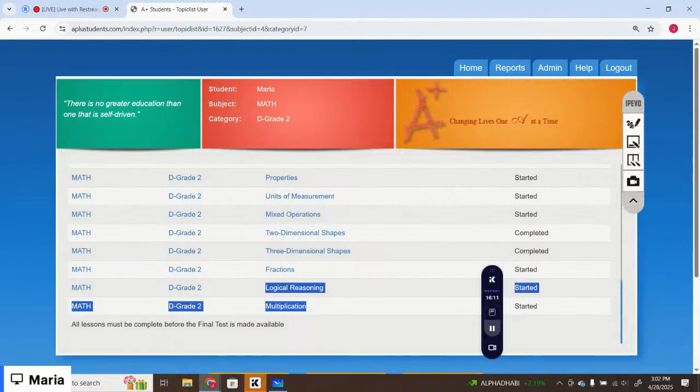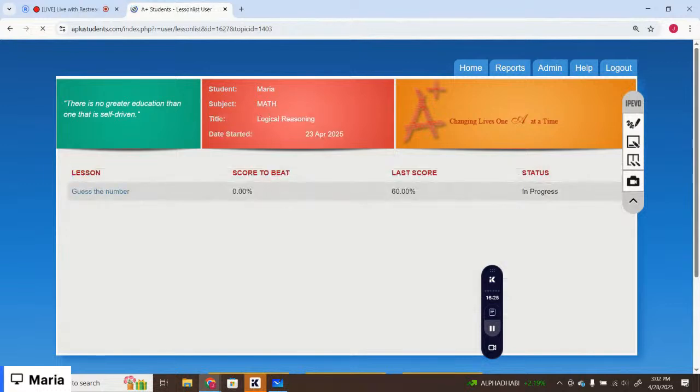And I'm on grade 2 math. Let's just start with the lesson logical reasoning. Let's start with the lesson guess the number.